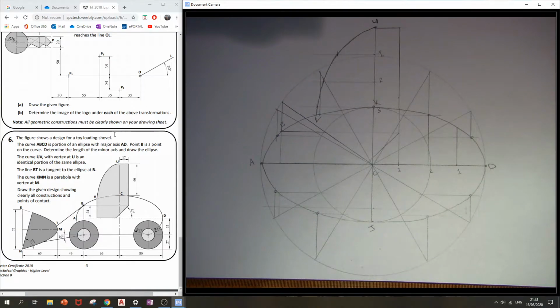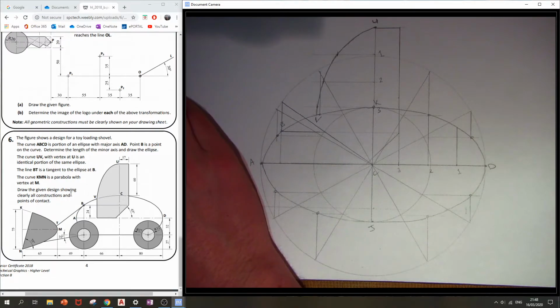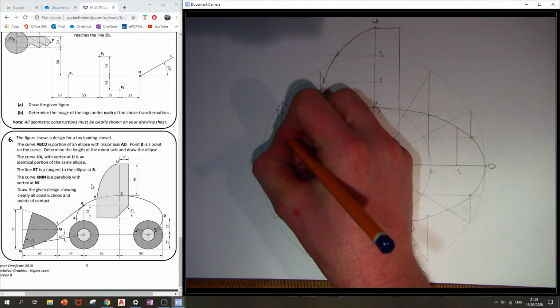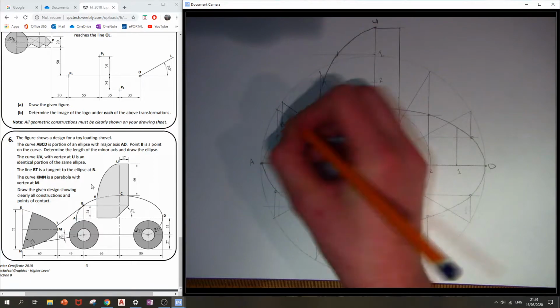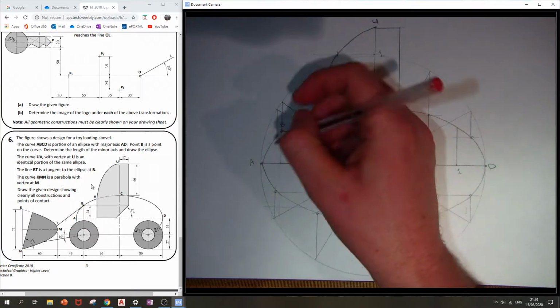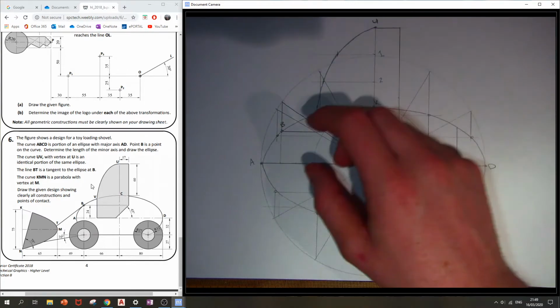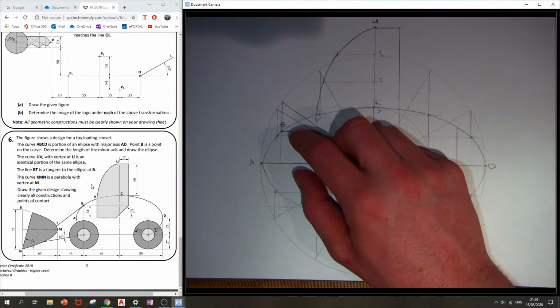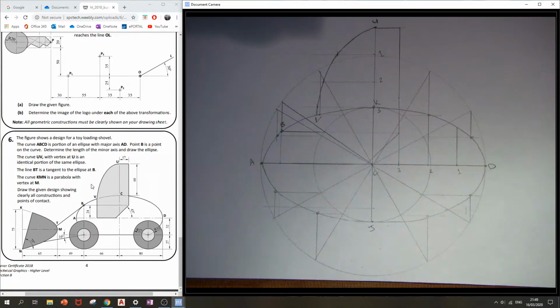Now, we're told that the line BT is a tangent to the ellipse at B. So again, we're going to identify where point B is, and we've identified that it's here. We took that from the start of our question. I want to draw a tangent to the ellipse that goes through the point B.